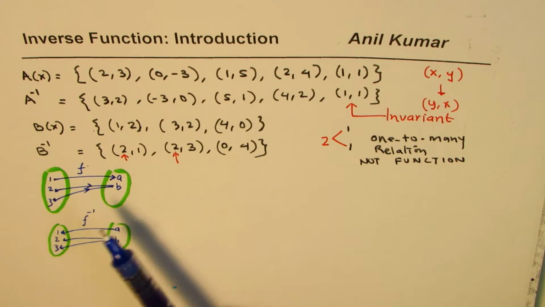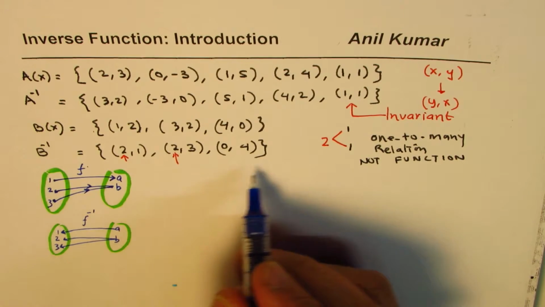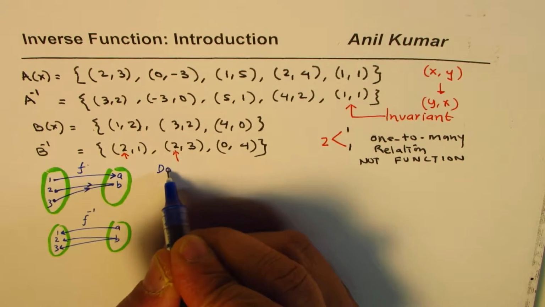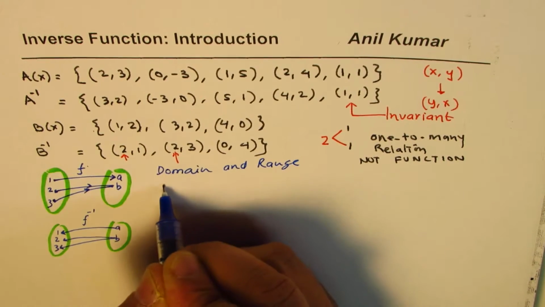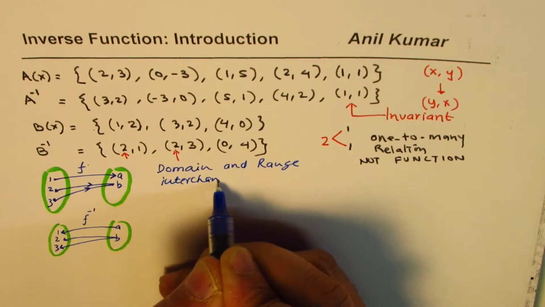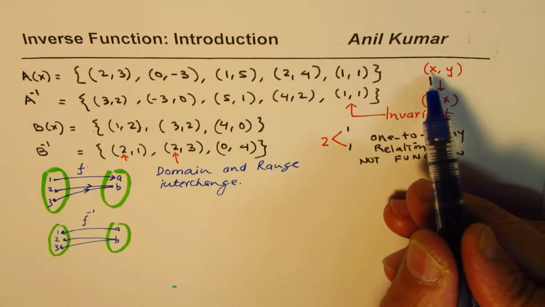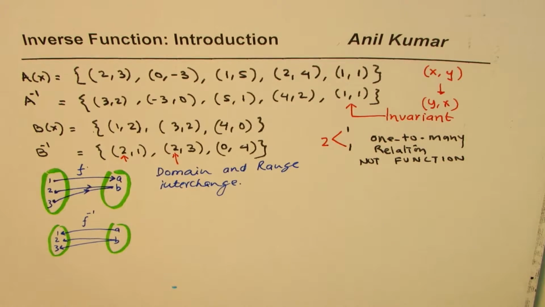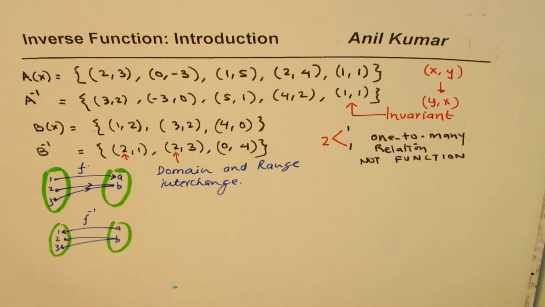Now you can also notice in all these examples that in this process domain and range interchange. That is expected, since to find the inverse we are flipping or swapping x and y values. So that is how we are clear that when we find the inverse of a function, the domain and range of the inverse will be reversed. Domain becomes the range, and range becomes the domain.